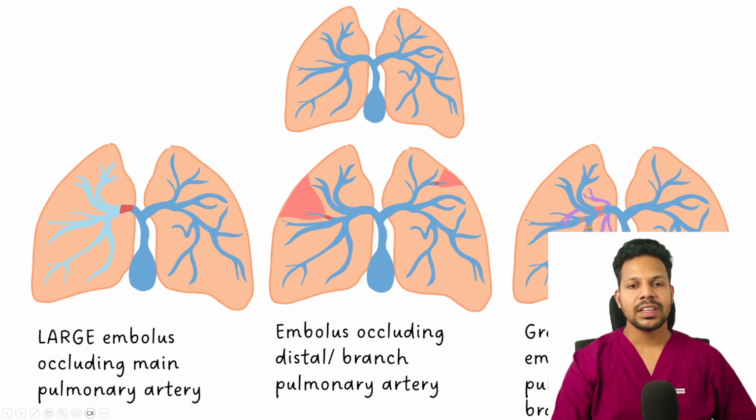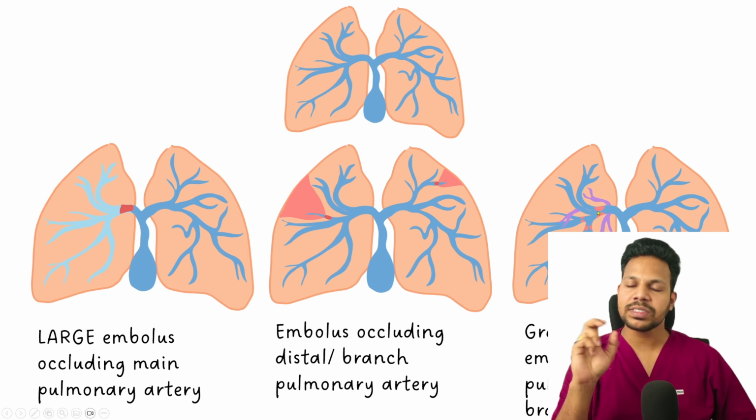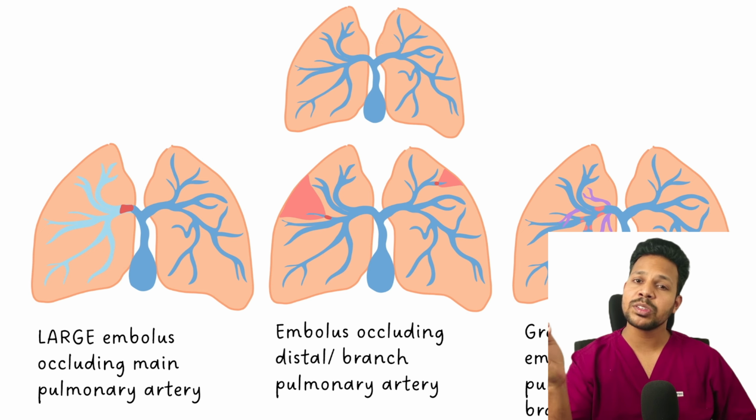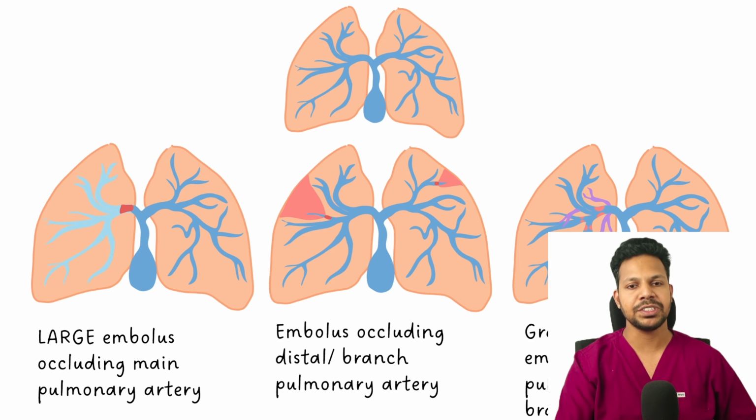Now look at the third image. In the first and second image, the emboli are acute or sudden, whereas in the third image, the formation of thrombus is quite gradual and the thrombus is organized and there is fibrosis in the vessel because of vascular remodeling. What will happen? Because of gradual obstruction of the pulmonary artery, there is also development of collaterals, as you can appreciate in the image.